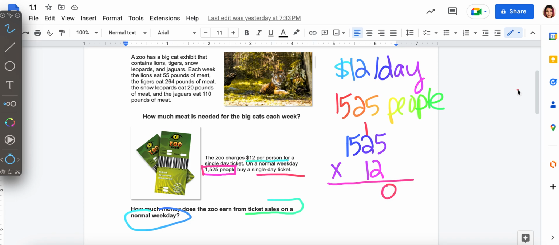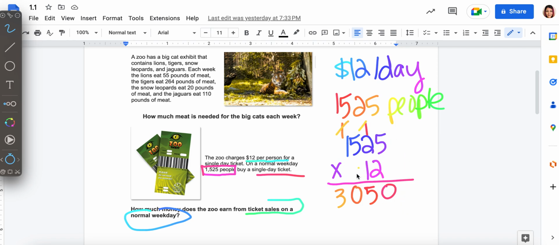Okay, 5 times 2 is 10. Write down the 0, carry the 1. 2 times 2 is 4, plus the 1 is 5. 2 times 5 is 10. Write down the 0, carry the 1. 2 times 1 is 2, plus 1 is 3. Got to mark those all out.